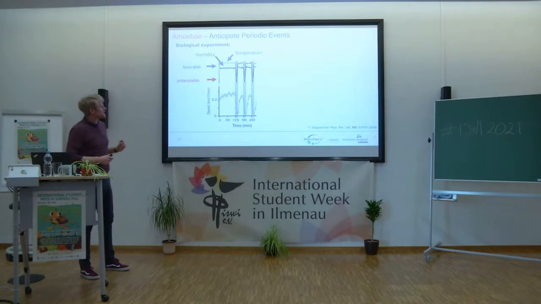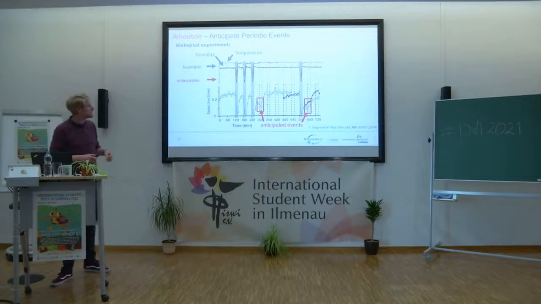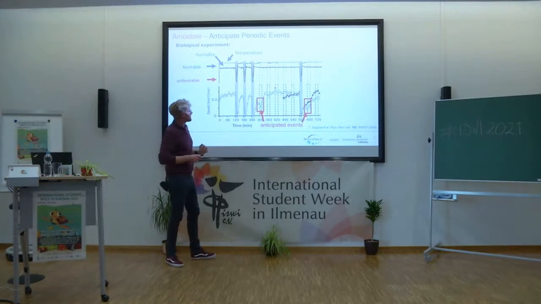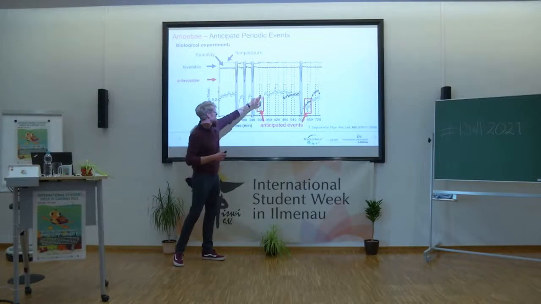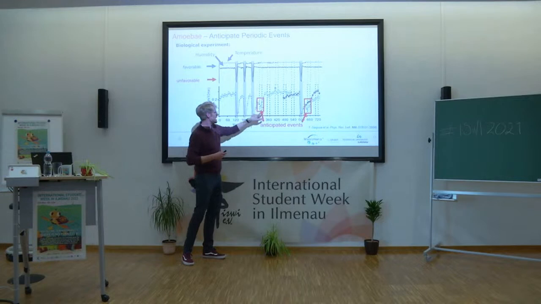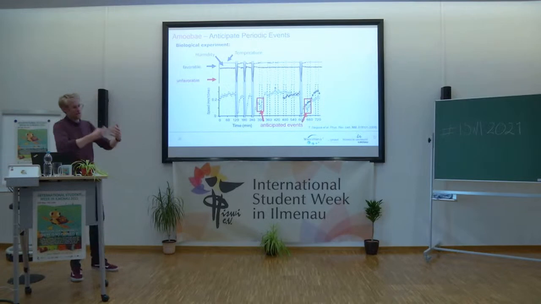The interesting thing they figured out is what happens when they do this in a periodic order. When they make it in a certain periodic order, they can see that the amoeba anticipates the event. You see here in this speed curve that actually when the next shock should come, it slows down the movement. So it anticipates; it has already some knowledge about it. Thinking is perhaps not the right word for a unicellular organism, but let's say it thinks: oh, the next temperature shock comes, I stop moving.